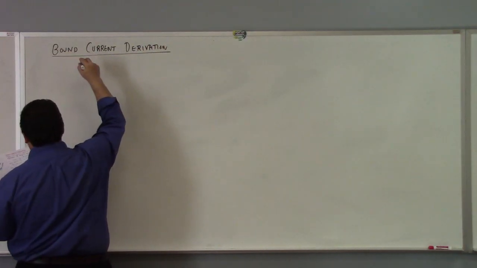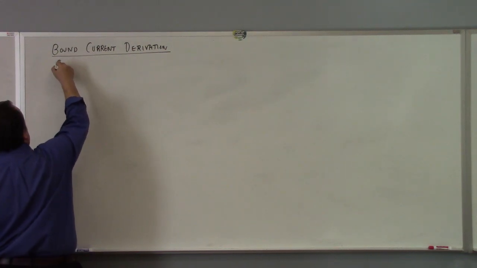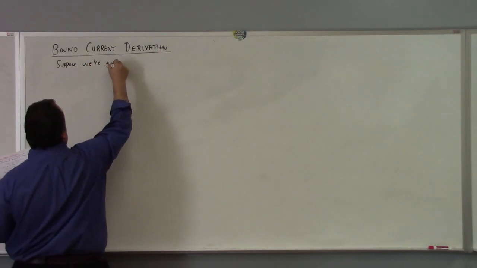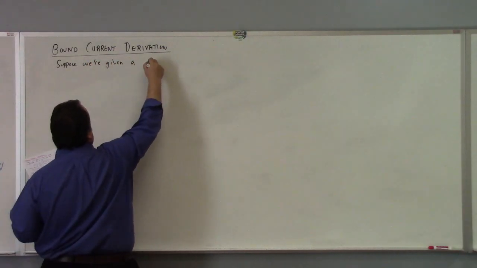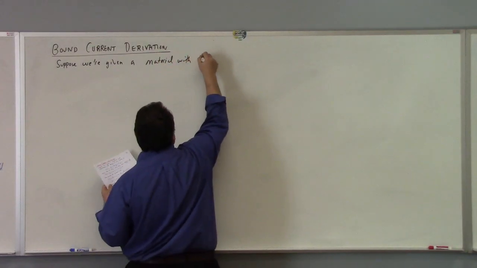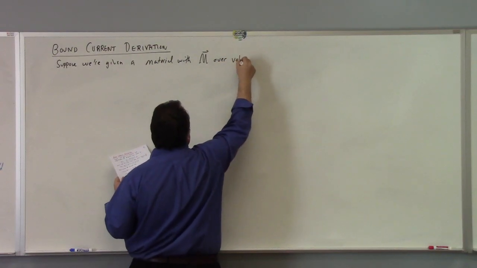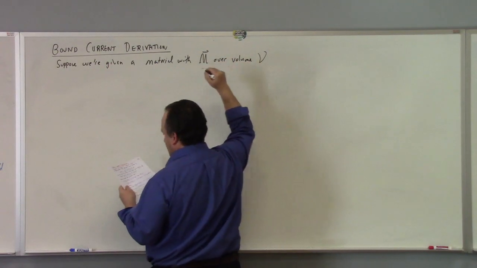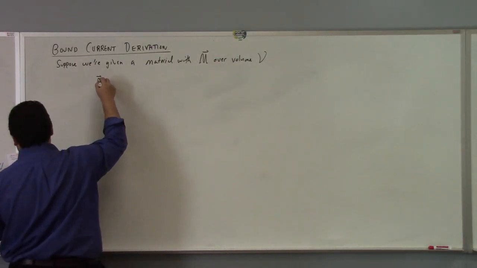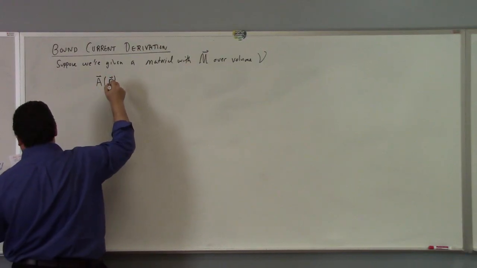Bound current derivation. So I will remind you, suppose we're given a material with magnetization M over some volume V. Then we can calculate the vector potential due to that magnetization as follows.